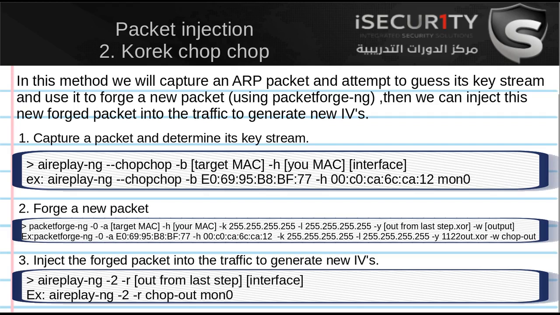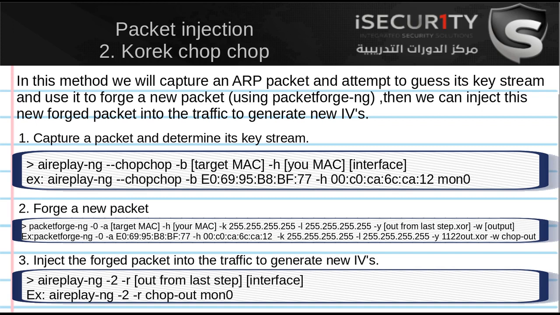Another method of increasing the number of data rapidly in a network that has no clients associated with it, or if it has very low traffic, is the Chopchop attack. In this method, instead of directly injecting the ARP packet that we capture, we're going to try to determine the key stream for this packet. Once we do that, then we can create a new packet. So we're going to forge a new packet and inject this new packet into the traffic.